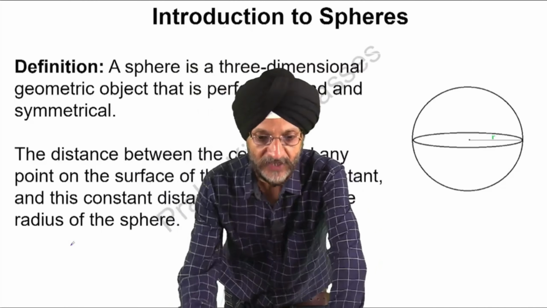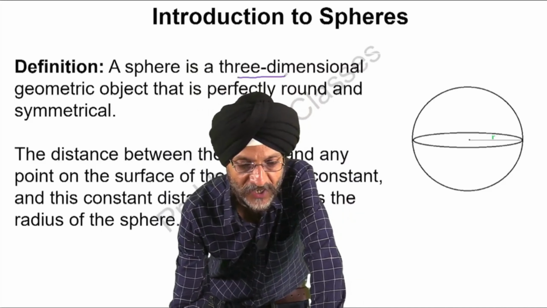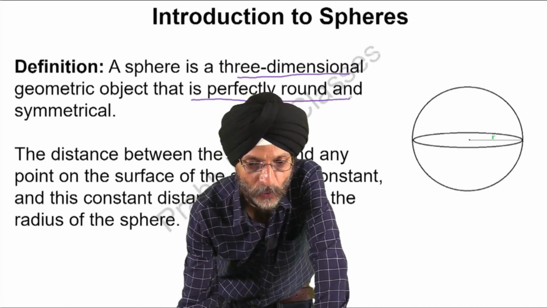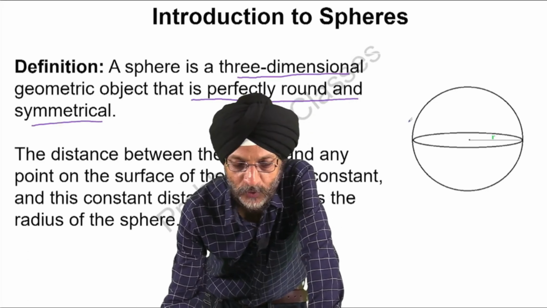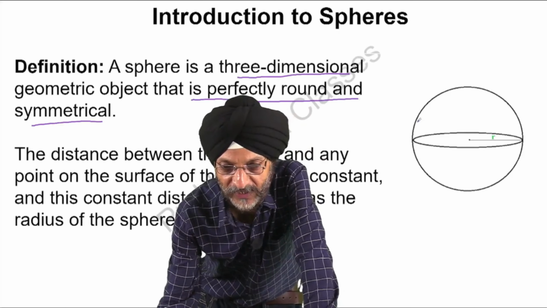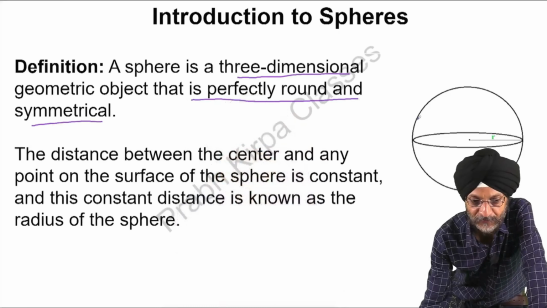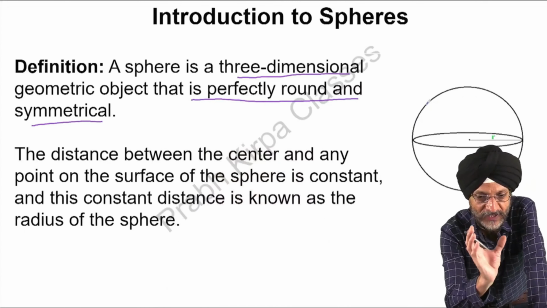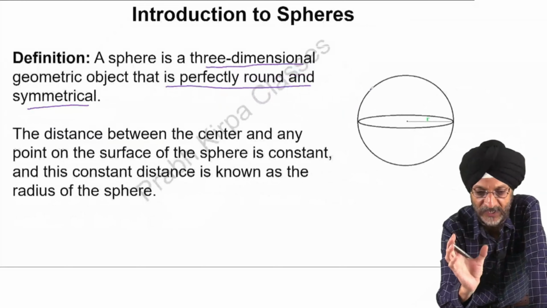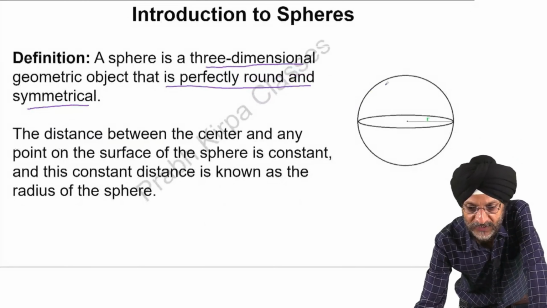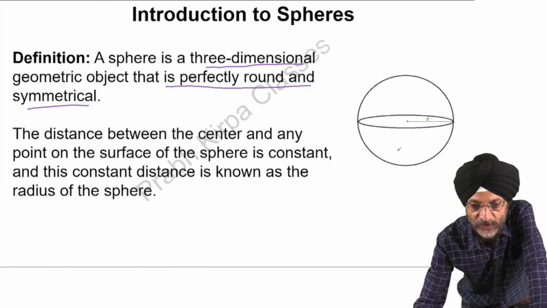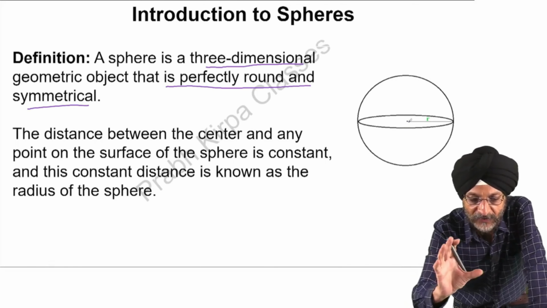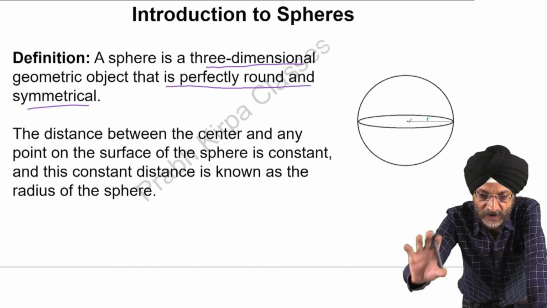Sphere is a three-dimensional geometric object that is perfectly round and symmetrical. In this picture, you can see that it is perfectly round and it is symmetrical. The example of a sphere is basketball or tennis ball. We can visualize the three-dimensional nature of the sphere as it extends outward from the center and it fills the space in all directions.